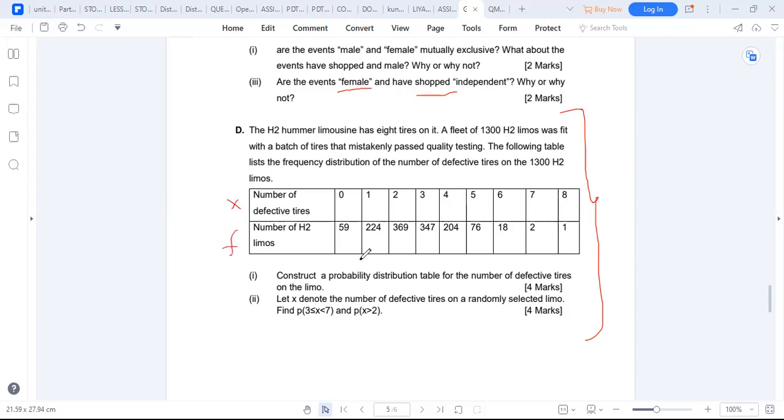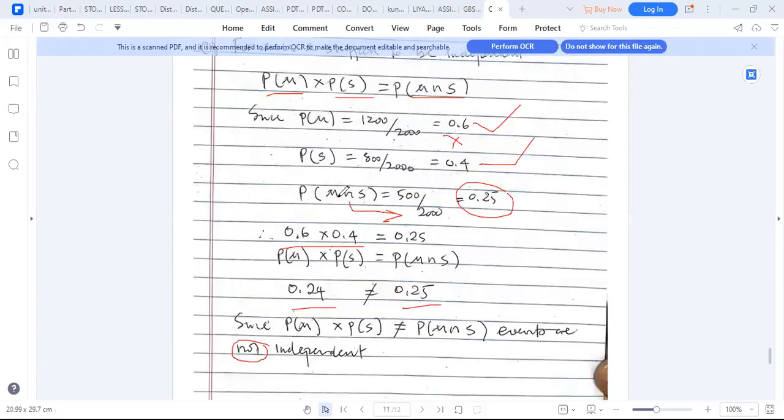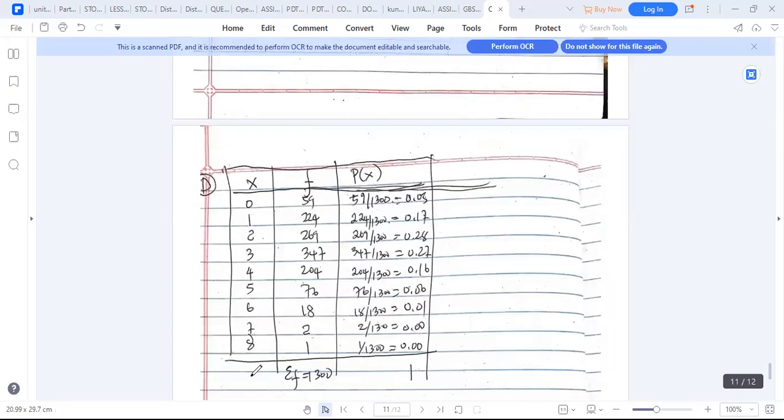So we can come up with a frequency distribution table using the number of tires. Our X is the number of tires, and the frequency is there. We can total 1,300. So we'll be dividing 59 over that, and we get 0.05. 224 over that is 0.17. 269, and so on. These, in essence, are the probabilities that we're getting. We divide each of these over the total, and these are the figures that we're getting.